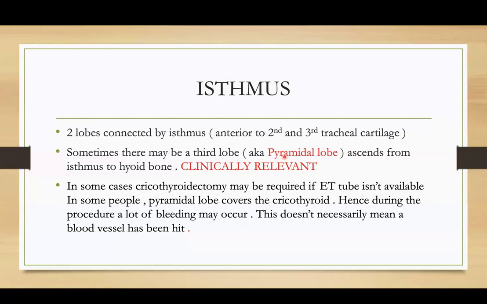And in some people, the pyramidal lobe covers the cricothyroid, which is a ligament, like it's a fascia or ligament. So during the procedure, a lot of bleeding may occur if you incise or if you cut the pyramidal lobe. But this doesn't necessarily mean that a blood vessel has been hit. It could just mean that that person has a pyramidal lobe, and while doing the incision, you might have hit the pyramidal lobe, which causes all the bleeding.